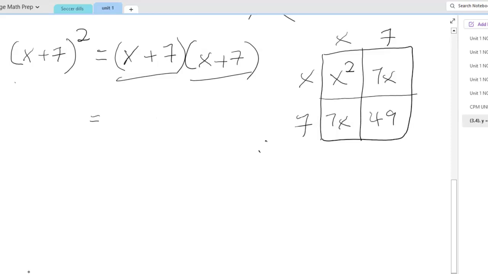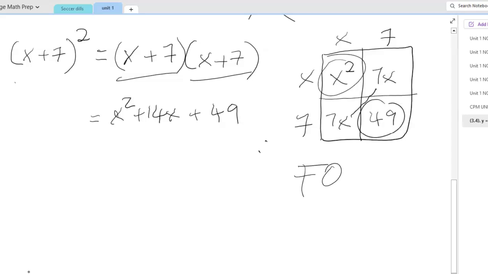Then we just come in here and say, all right, well, that is x squared plus 7x plus another 7x, which is 14x. And then we've got finally 49. So that is how we use the box method instead of FOIL. FOIL was the first, outer, inner, last, but I think the box is easier than using FOIL.